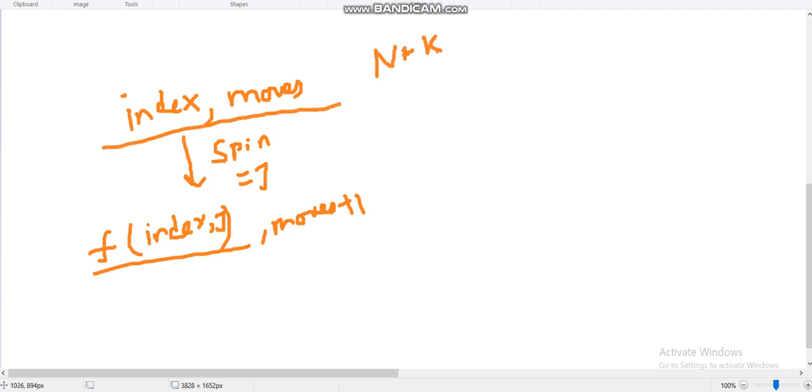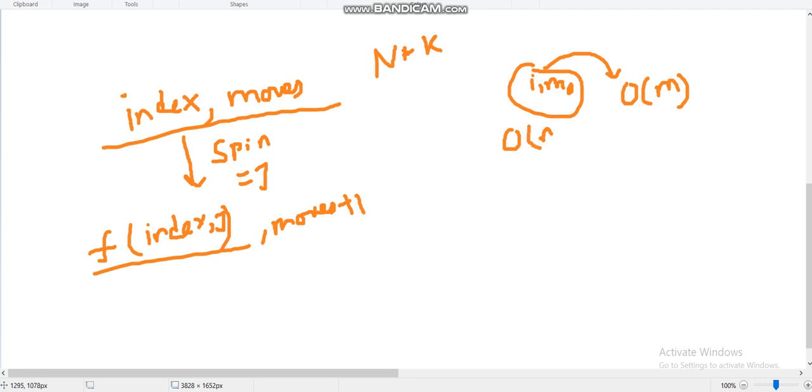Now for every state, index comma moves is a state. Let's consider i comma moves as a state. For every state we are just spinning the wheel. So for this state the complexity will be order of m. So the number of states is order of n into k, and for every state we take order of m. So our total desired complexity will be order of n into k into m.